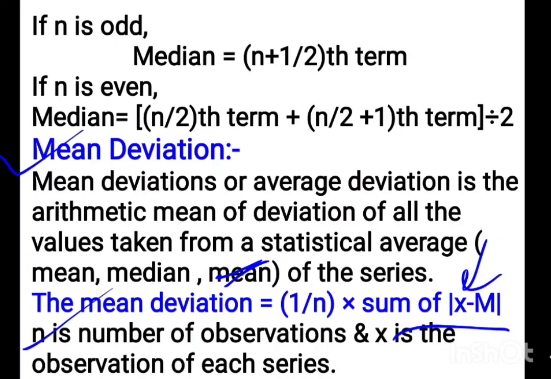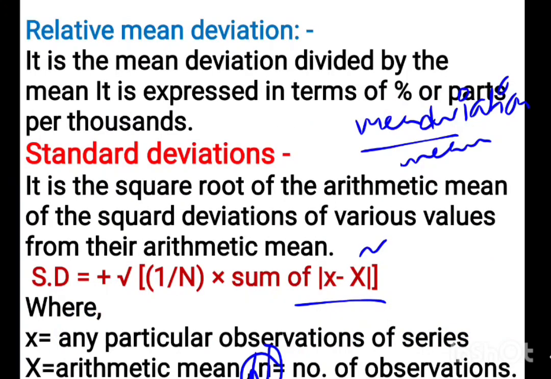Okay, next one, relative mean deviation. Relative mean deviation is nothing but you have to first find out mean deviation and that should be divided by the mean, and then you can express it in percentage or in parts per thousand. Okay, so it is the mean deviation divided by the mean. It is expressed in terms of percentage or parts per thousand. Okay, বোঝা গেল?